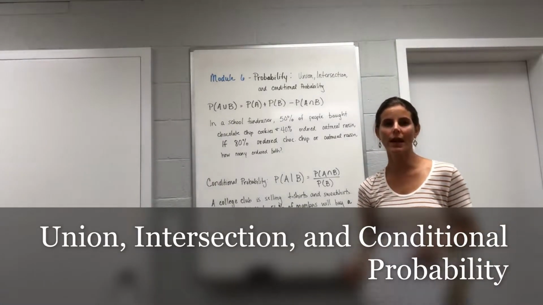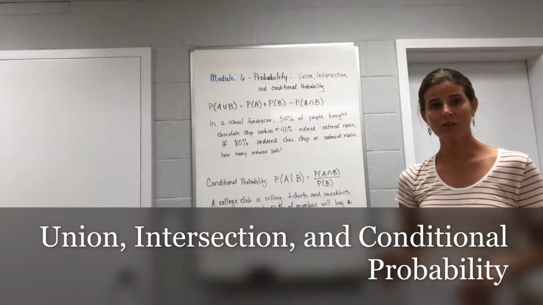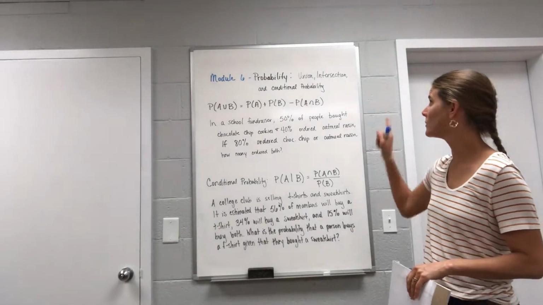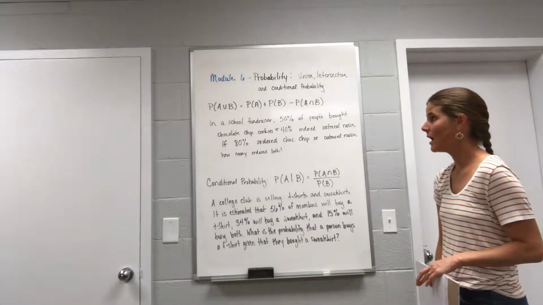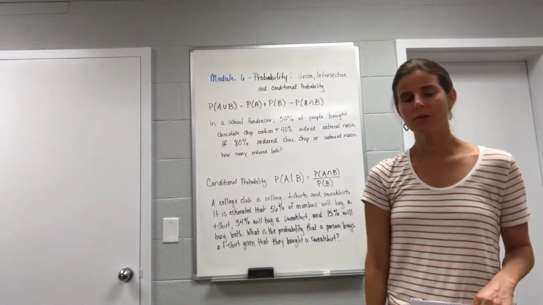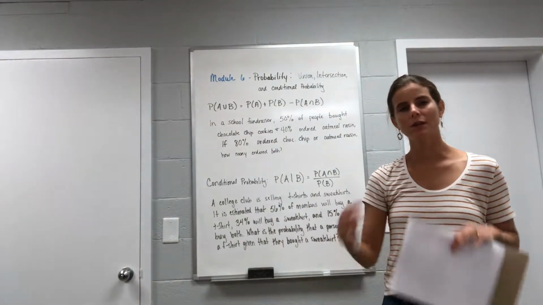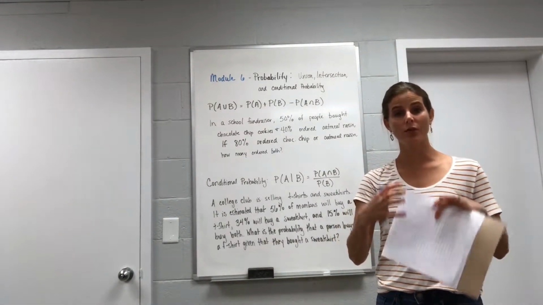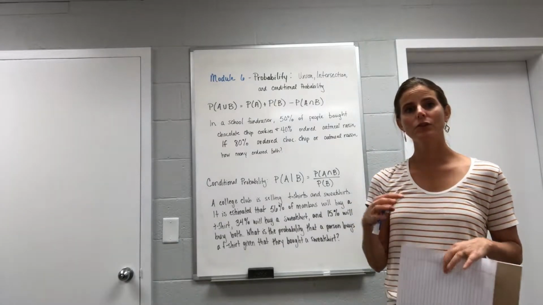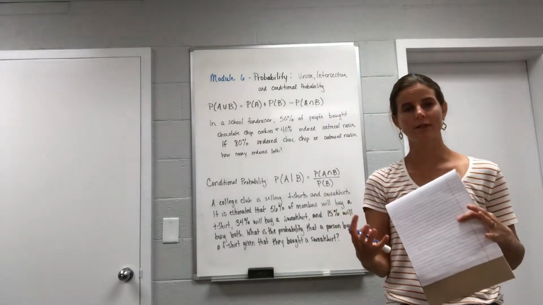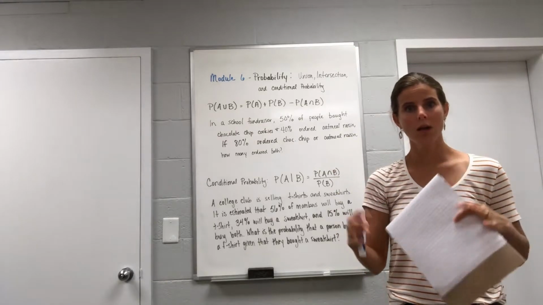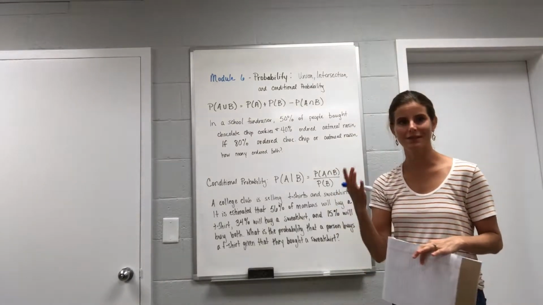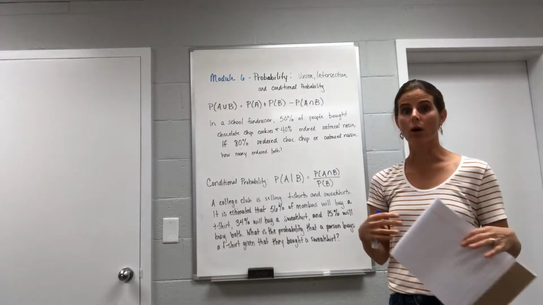In this video, we're going to look at union and intersection, and also conditional probability. So union and intersection, we talked about that a little bit with Venn diagrams. The intersection is where they overlap, so both things are happening. And union is where you take the whole of both sets together, so either or. So you can think of intersection as "and" and union as "or."